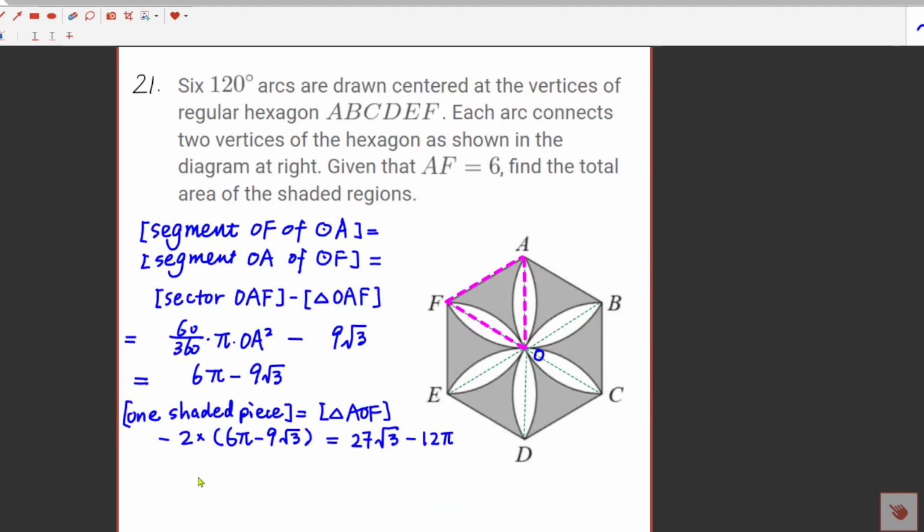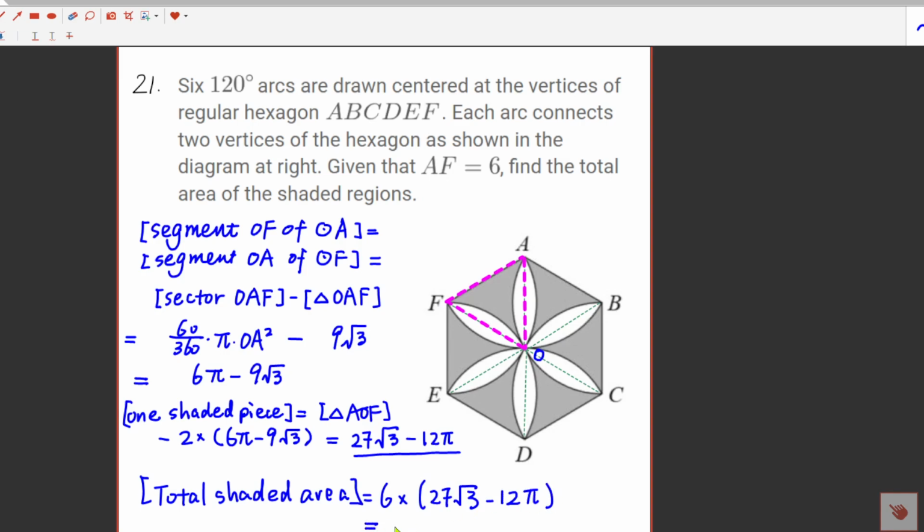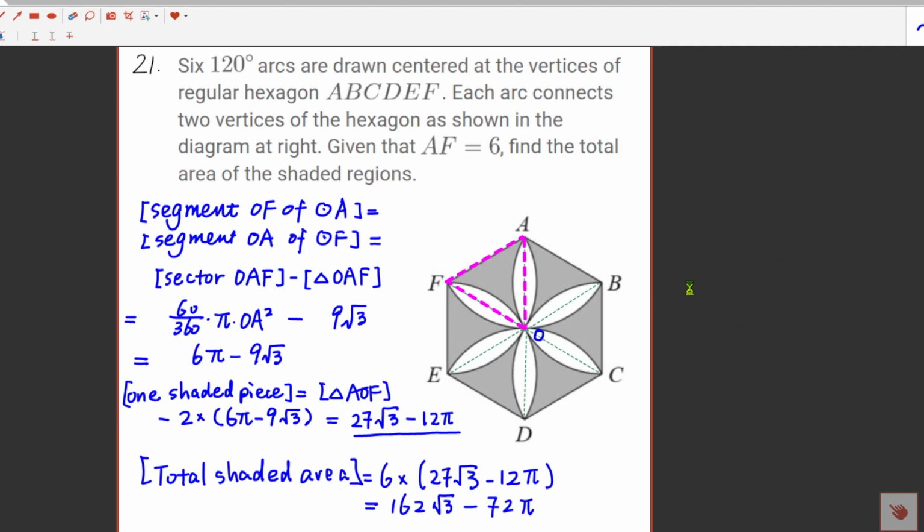So our total shaded region consists of 6 times the one shaded piece. So the total shaded area equals 6 times this number here, right? And this gives us 162 square root 3 subtracted by 72 pi. Alright? Okay, have a look at the solution here. Let me know if you have any questions, okay?